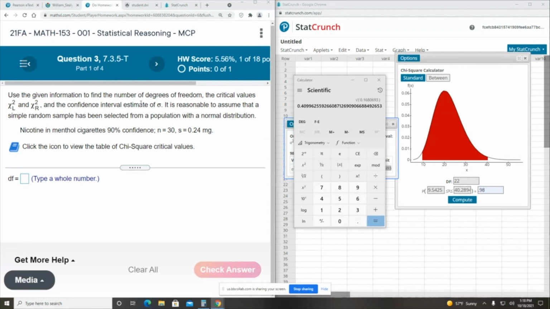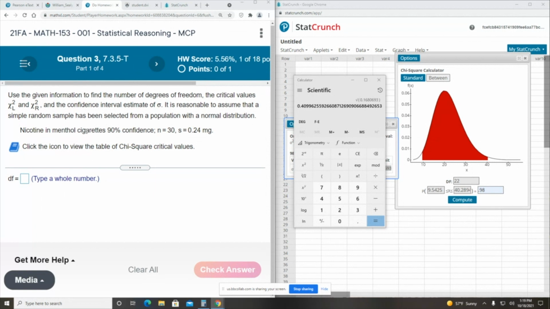It is reasonable to assume that a simple random sample has been selected from a population with a normal distribution. And these are our two requirements. Has to be a simple random sample, has to be normal, or sample size has to be greater than 30. This is only 30. So if this population were not normal, we wouldn't be able to do this. But because it's normal, we can accept any sample size.